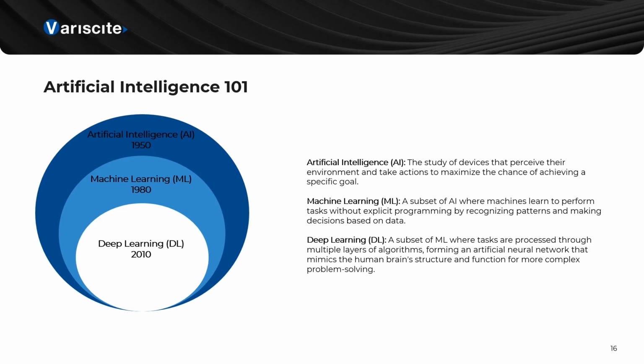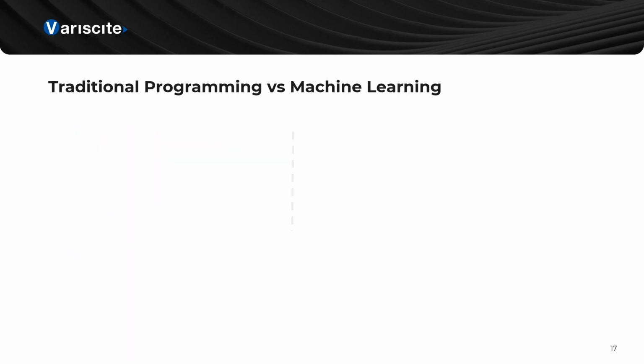So AI is the broad field from the 1950s. Machine learning brought learning from data in the 1980s, and deep learning added neural networks in the 2010s for advanced problem solving. All right, there are three main concepts I want to introduce about AI and machine learning. The first is to conceptually compare traditional programming to machine learning.